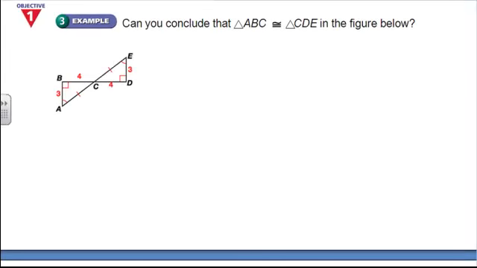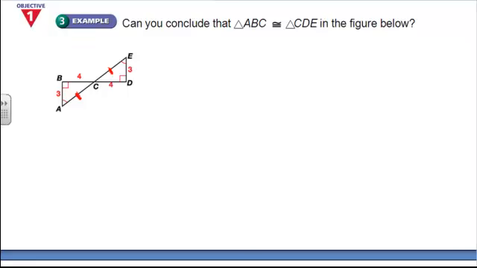Are you able to conclude that these two triangles are congruent in the figure below? Well, don't forget, we have to have all the matching parts equal. So if I'm looking, I've got this 3 matches this 3, this 4 matches this 4. I've got this arc mark matching this arc mark, so all the sides are the same.